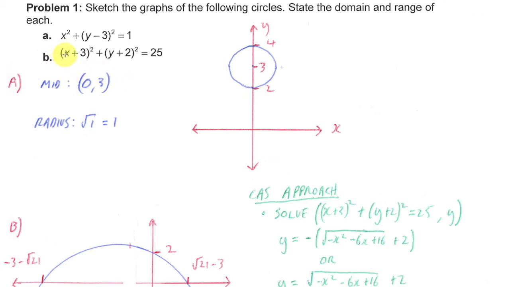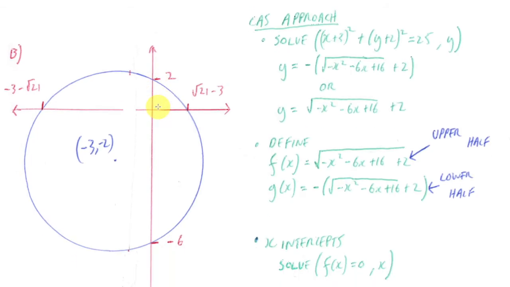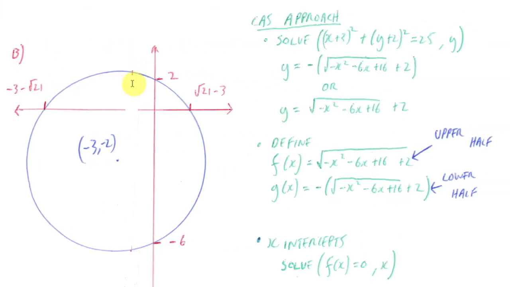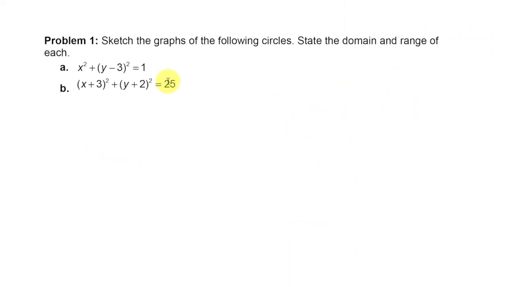For b, you can see I've got x plus 3 squared plus y plus 2 squared equaling 25. So for b, what I'm looking at is first of all to work out where the midpoint is. So I'm going to have x equaling -3, y equaling -2, and that's shown here. My radius is going to be the square root of 25, so that's going to be 5.